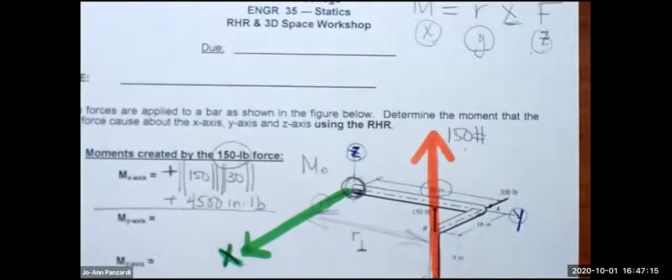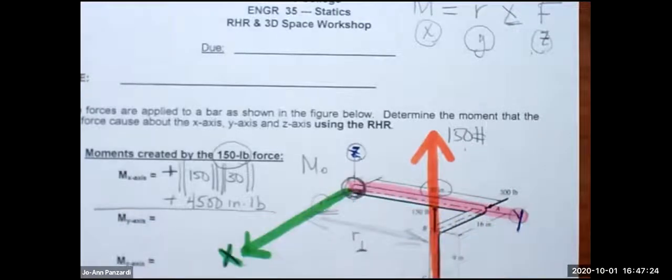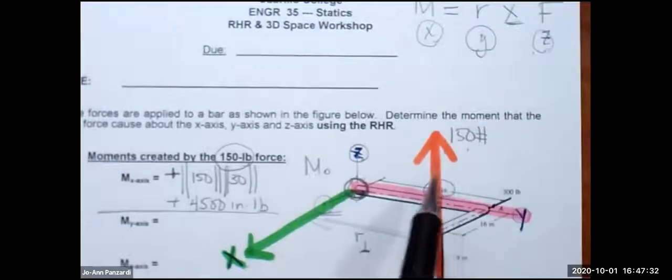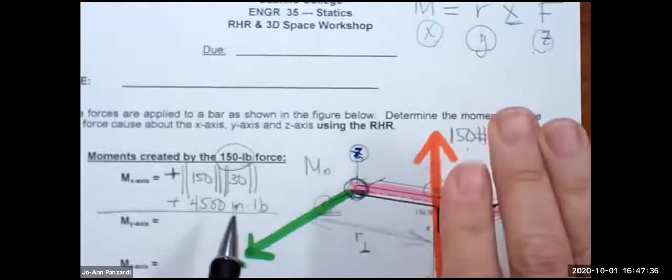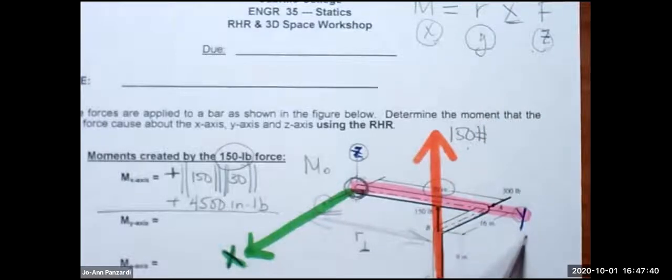Okay, Laura, we're now trying to find the moment about the y-axis. I'm trying to find the direction of my moment around the y-axis. I put my fingers in the direction of the force and my palm towards where the y-axis is. Does it create a positive or negative moment about y, Laura?